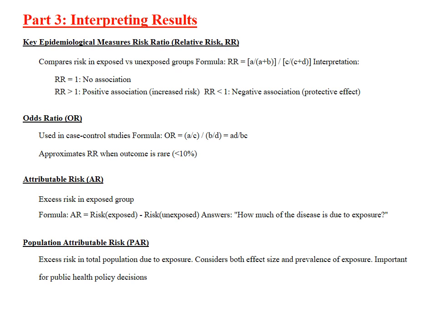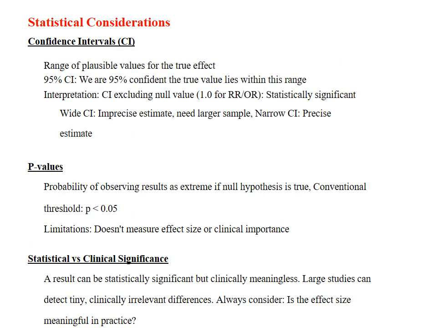Attributable risk: excess risk in the exposed group. The formula is AR equals risk exposed minus risk unexposed. How much of the disease is due to exposure? Population attributable risk: excess risk in the total population due to exposure. Consider both effect size and prevalence of exposure, which are important for public health policy decisions. These are the topics and these are the ratios that we calculate to interpret the result.